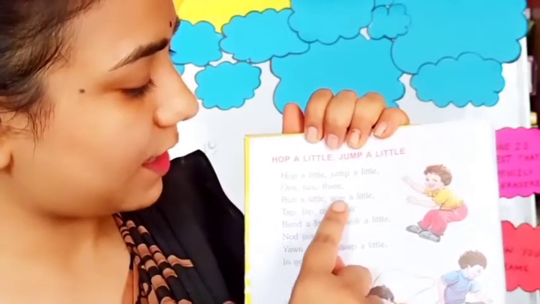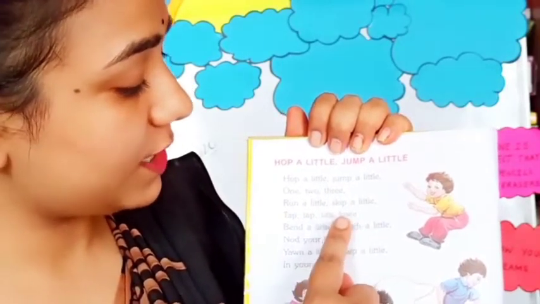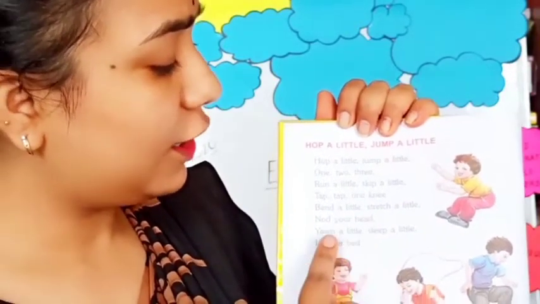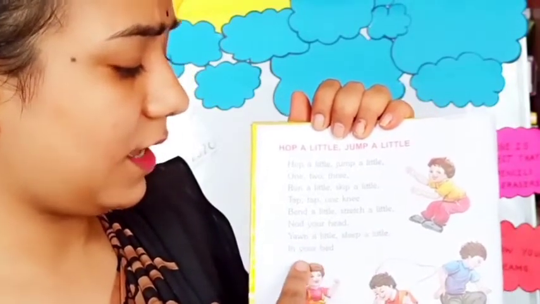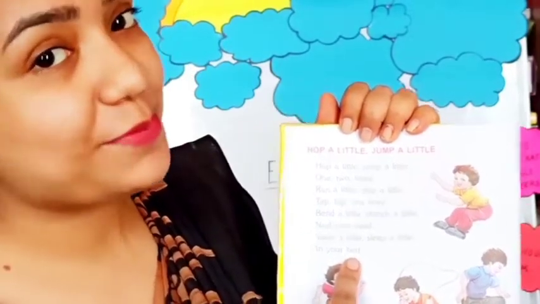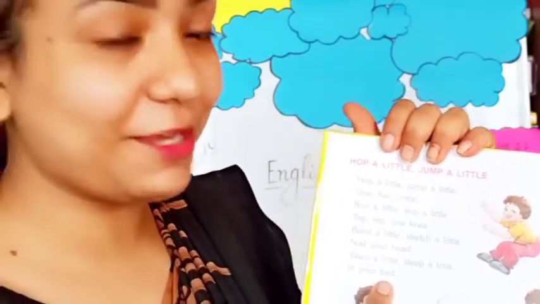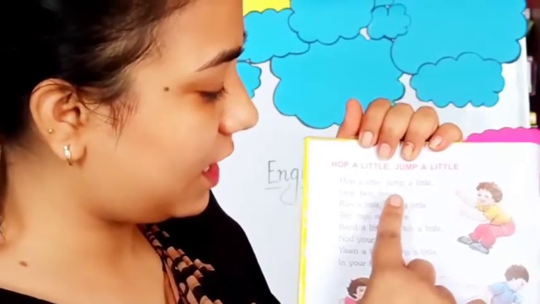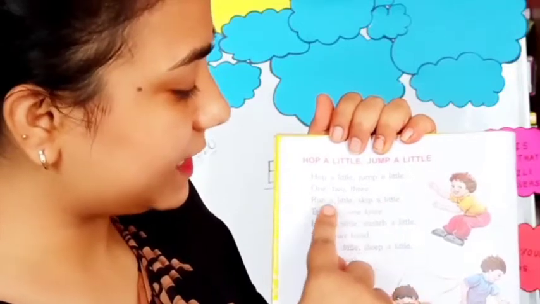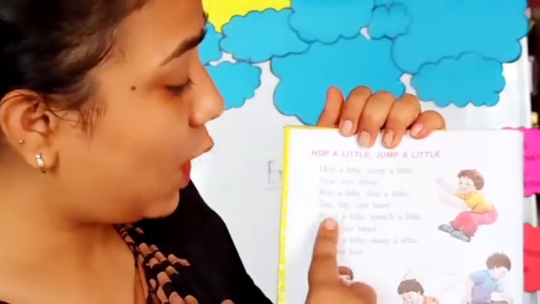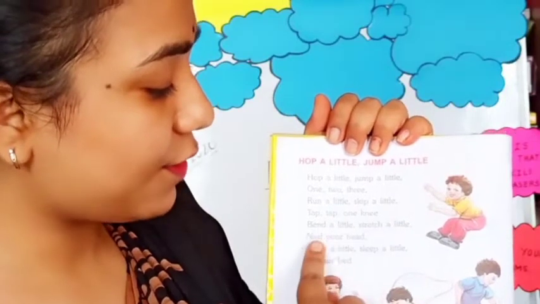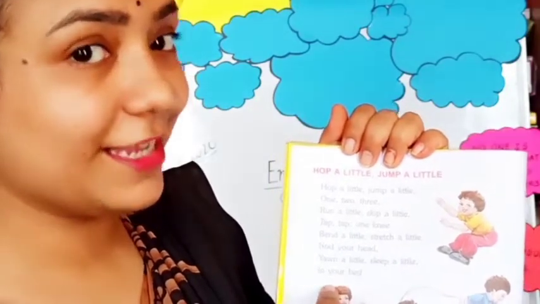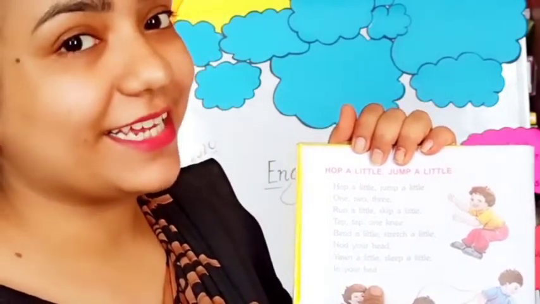Run a little, skip a little, tap, tap, 1 knee. Bend a little, stretch a little, nod your head. Yawn a little, sleep a little in. your bed. One more time. Hop a little, jump a little, 1, 2, 3. Run a little, skip a little, tap, tap, 1 knee. Bend a little, stretch a little, nod your head. Yawn a little, sleep a little in your bed.